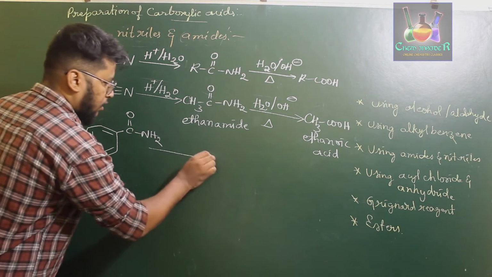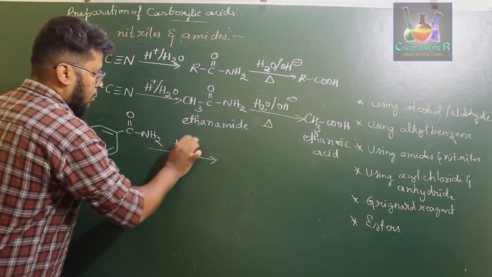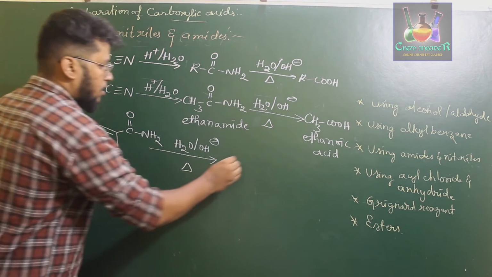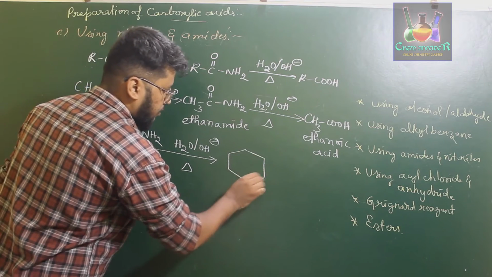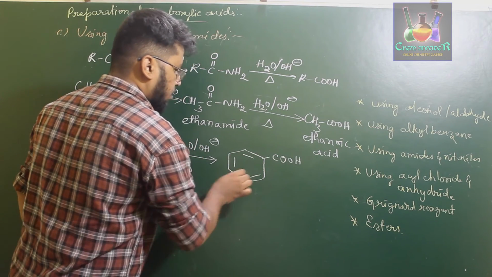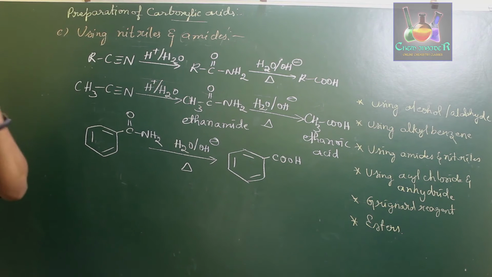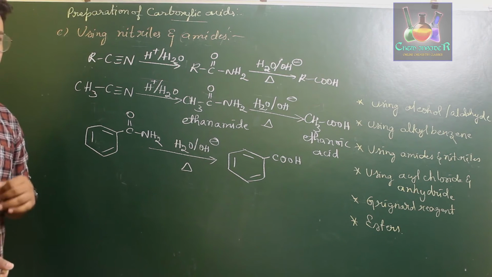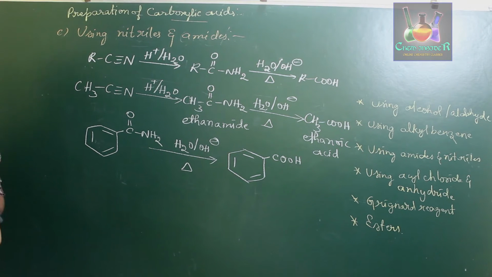They undergo hydrolysis with H2O and OH minus under heating condition. They form a benzene ring with COOH. So this is the process of preparation of carboxylic acids from amides. So this is about the preparation of carboxylic acids using nitriles and amides. Next, we will discuss the use of acyl chloride and anhydride.